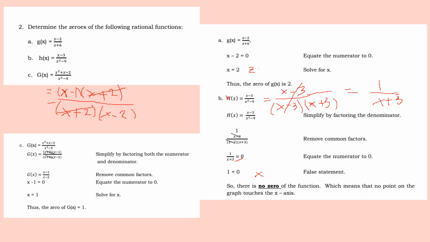Tapos, kuhanin natin yung numerator na. So, ilagay muna natin para mas makita, no? X minus 1 all over x minus 2. Ngayon, kukunin natin ang numerator, i-equate natin sa 0. That is x minus 1 is equal to 0. And then by additive inverse, that is equal to x is equal to 1. So our 0 for this function is g of x is equal to 1.